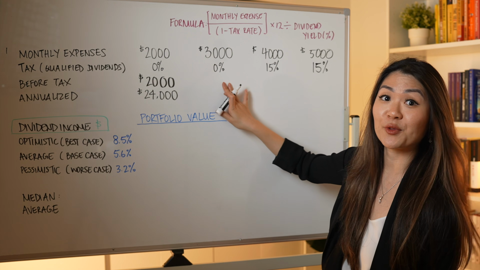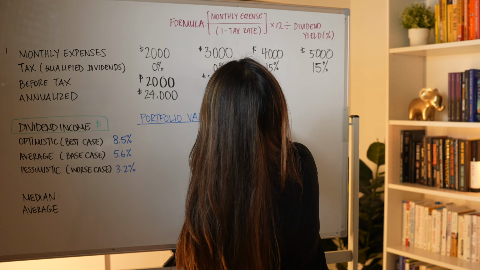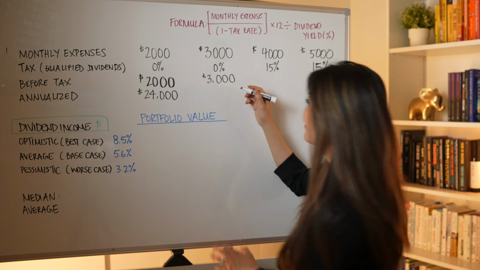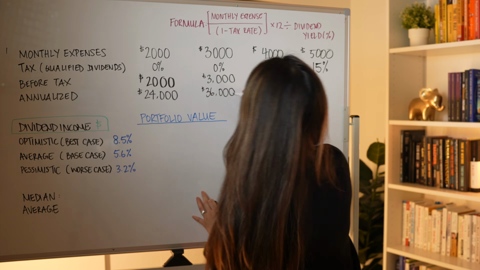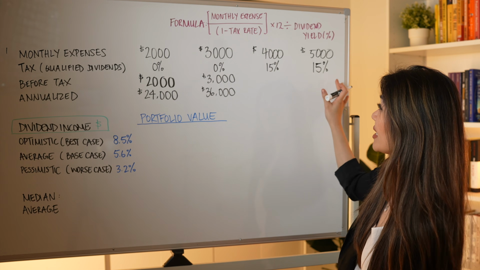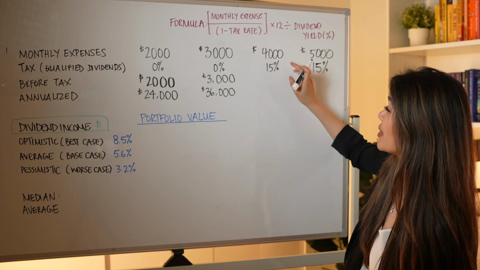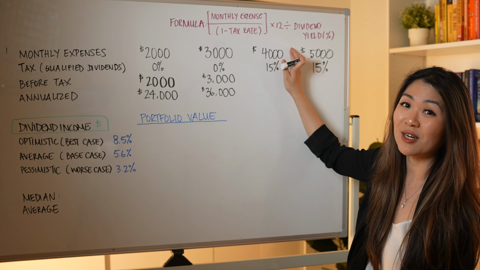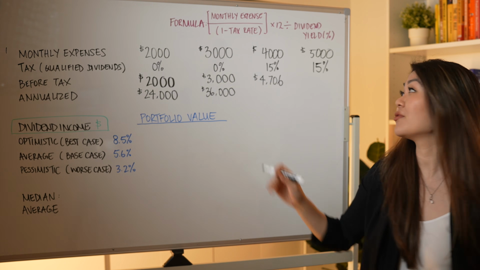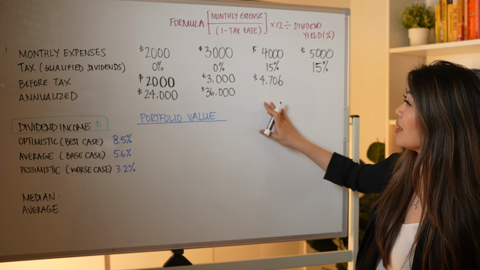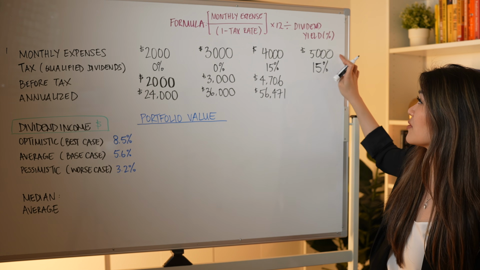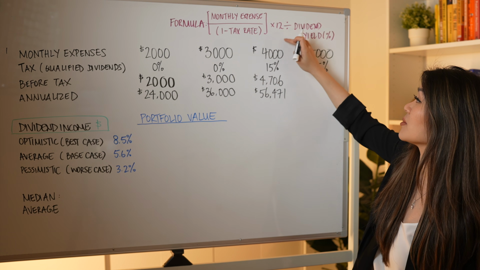We're gonna do the same thing for 3,000. 3,000 times 12 is 36,000. Now that was easy because tax was 0. Now if we move up in the tax brackets and we have a 15% tax rate, so it'd be $4,000 divided by 0.85. And if we multiplied 4,706 by 12, it'd be 56,000. Same thing for the $5,000, $5,000 divided by 0.85 multiplied by 12.